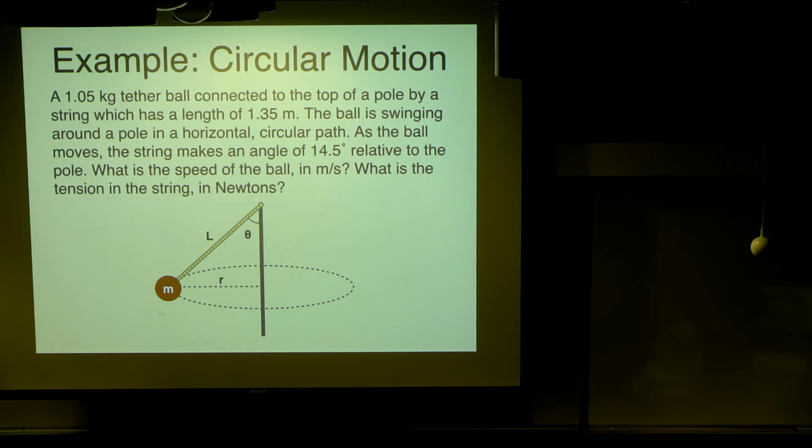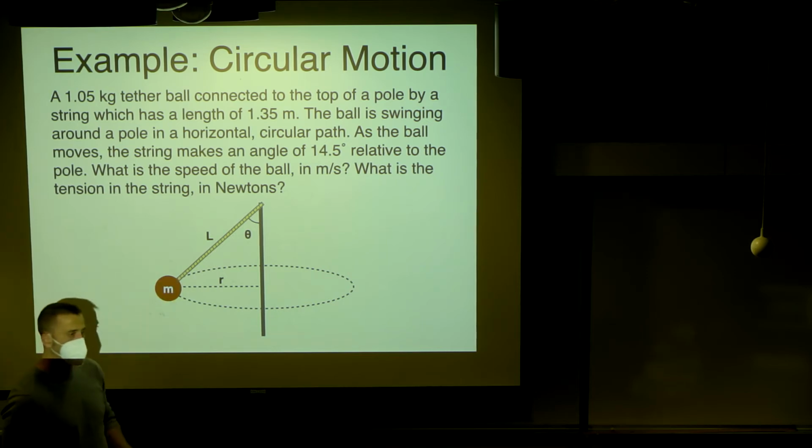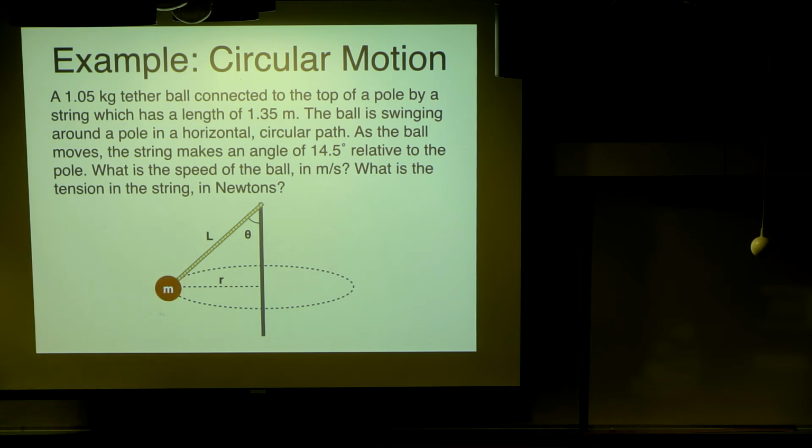As always, we're going to start with a free body diagram. You guys tell me, what forces are going to be on the free body diagram of the tetherball? Tension. And which way will the tension go? Would it go at an angle? Yeah, it's going to go along the string. So whatever angle the string makes, so will our tension force. And then what else? Weight. Yeah. Is there anything else going on here?